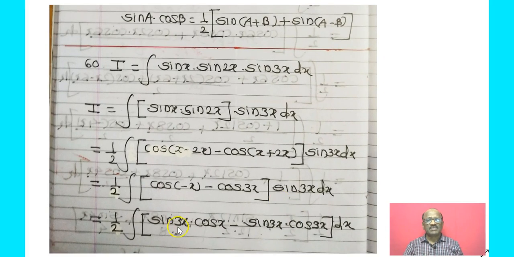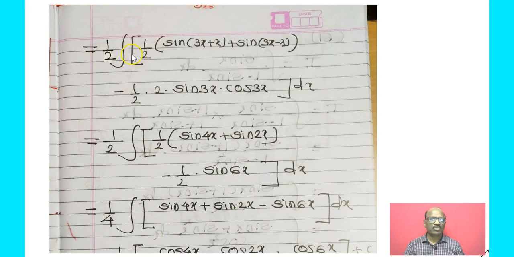Now again apply the formula for sin A into cos of B, which is 1 upon 2 sin of A plus B plus sin of A minus B. Everywhere you will get the sin terms here. You are getting 1 upon 2 integral 1 upon 2 sin of 3x plus x plus sin of 3x minus x, minus 1 upon 2 sin of 3x into cos of 3x dx.